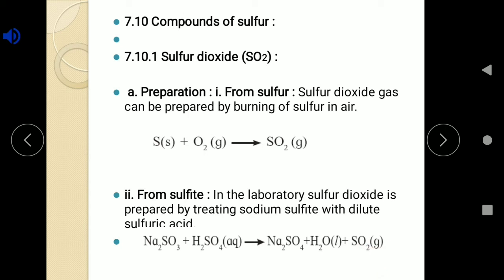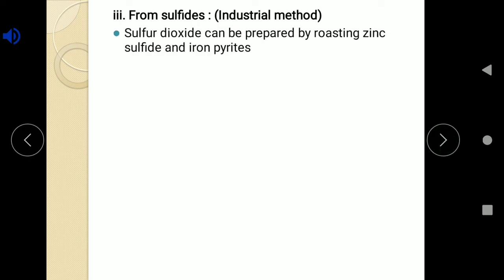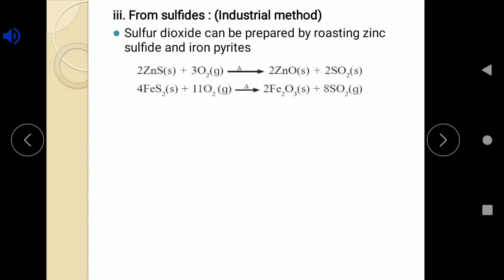So this is the second method of preparation of sulfur dioxide. The third method is from sulfides, and this is an industrial method. Two types of sulfides can be used: zinc sulfide or iron sulfide, called iron pyrites. These two sulfides undergo oxidation in presence of oxygen and get converted into zinc oxide along with sulfur dioxide, or iron sulfide gets converted into ferrous oxide along with the liberation of sulfur dioxide. So this is the industrial method of preparation of sulfur dioxide.